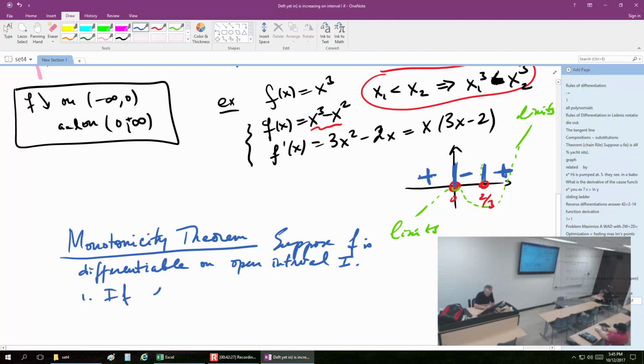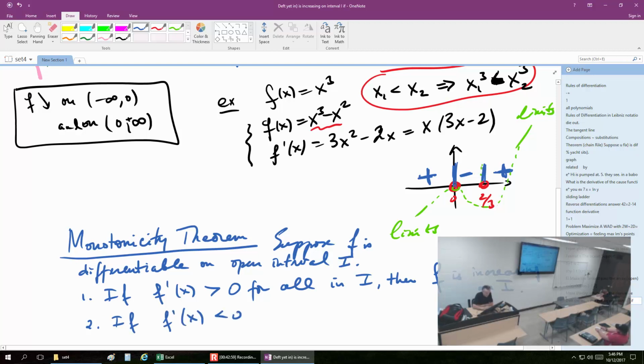Okay, and then if f prime of x is larger than or equal to 0, no, let's say strictly larger than 0 for all x in I, then f is increasing. Once again, increasing on that interval. So the function is defined on that interval, and the derivative is defined, and we are treating functions separately on separate intervals. And then the opposite, naturally: if the derivative is negative for all x in I, the function is decreasing.